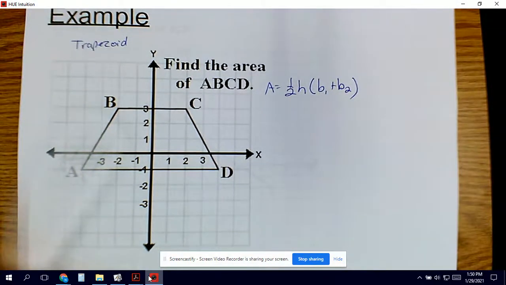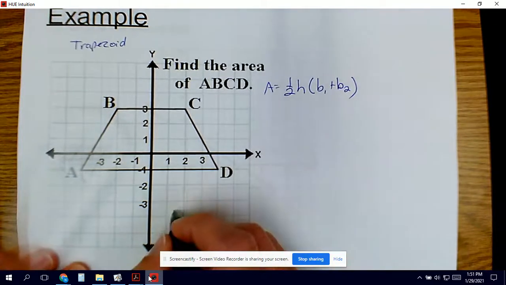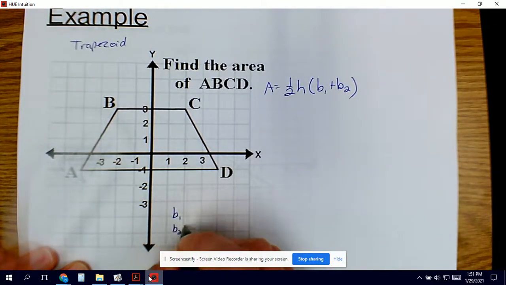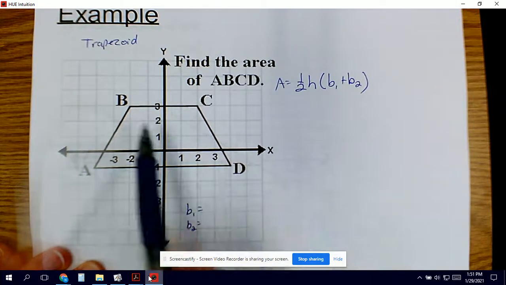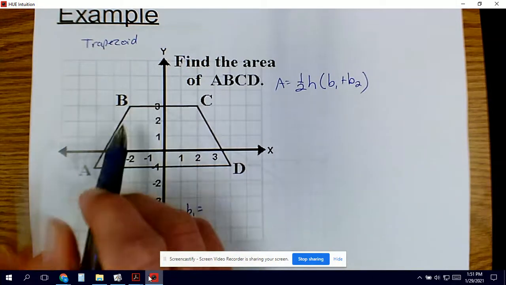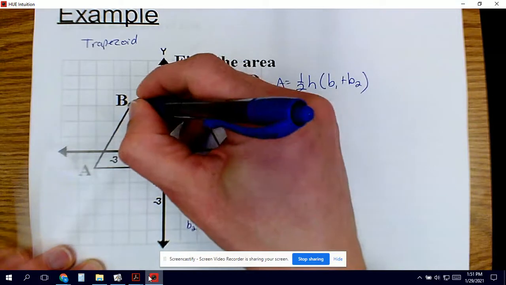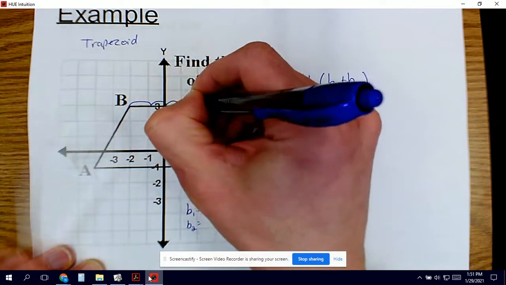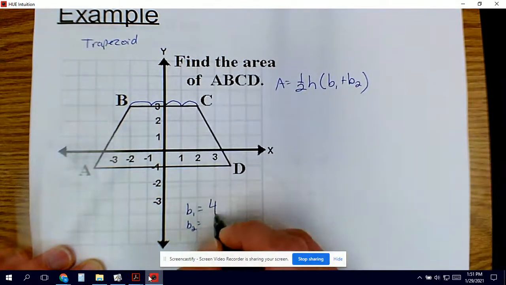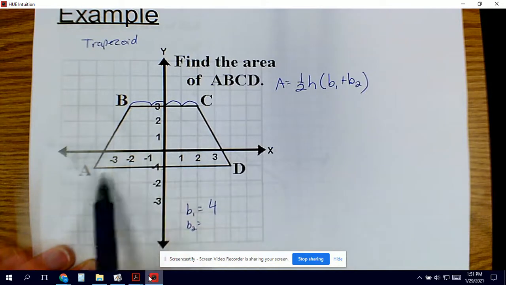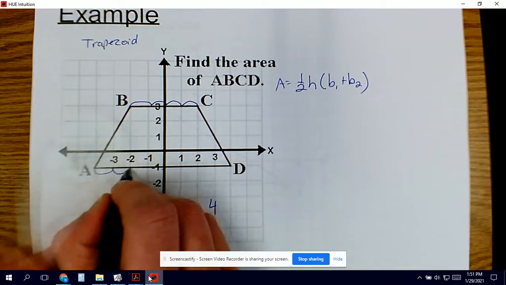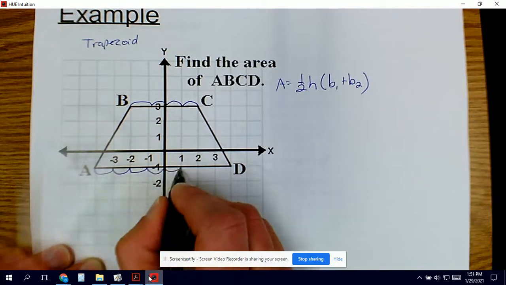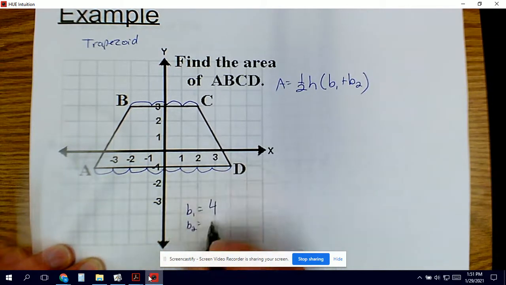All right, let's look for our bases. Remember our bases, B1 and B2, those are the two sides of the trapezoid that are parallel to each other. So the first parallel side here is BC, and I see it has a measure of 1, 2, 3, 4 units. And then B2 would be the opposite parallel side, in this case line segment AD. 1, 2, 3, 4, 5, 6, 7, 8.